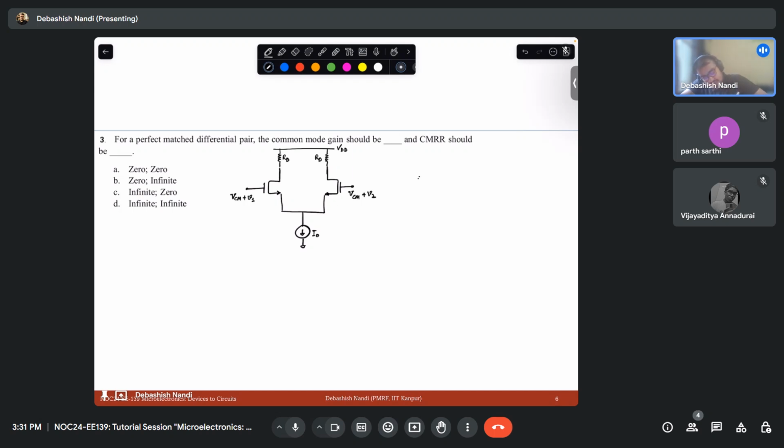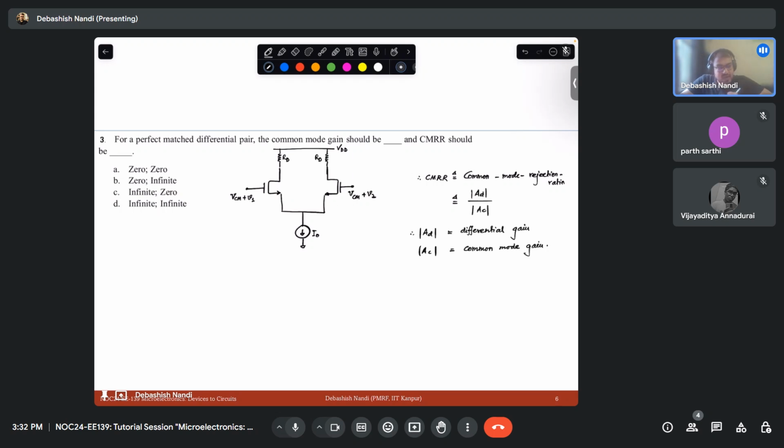So what is CMRR? What is the full form? Common mode rejection ratio. And how is it defined? It is basically your AD over AC. What is AD? AD is the differential gain and AC is the common mode gain.